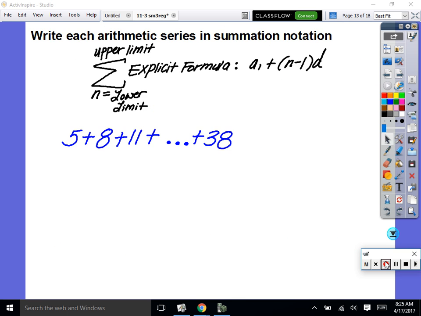Okay, go for it. So now we have to be able to go backwards. It says write each arithmetic series in summation notation. Because remember, they mean the same thing, right? This is just saying find the sum. Isn't this just saying find the sum? Yes, it's just writing it in a different way. They mean the same thing. So does that make sense? Just different ways of writing it.